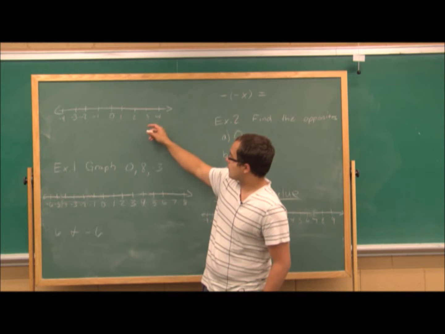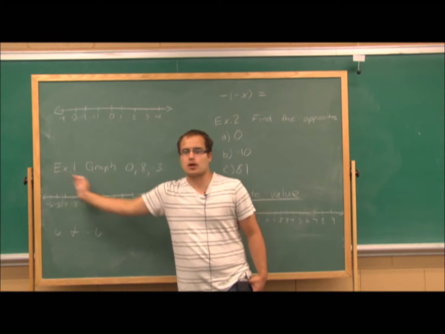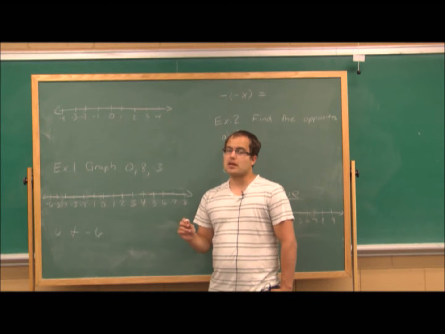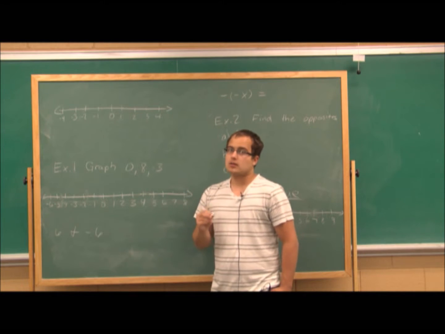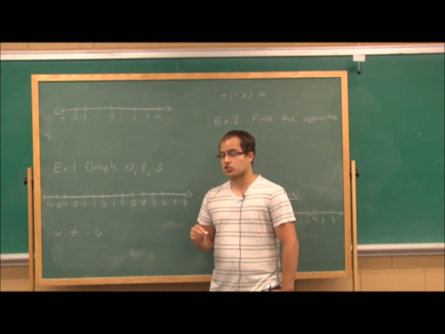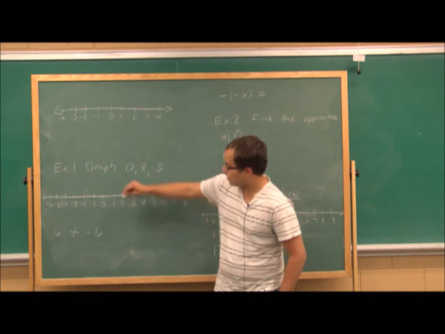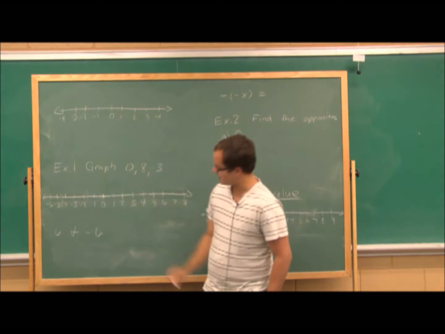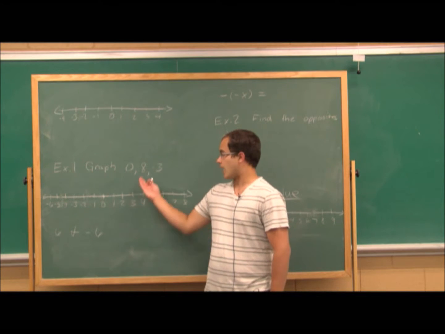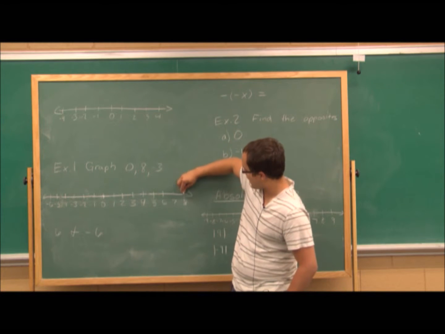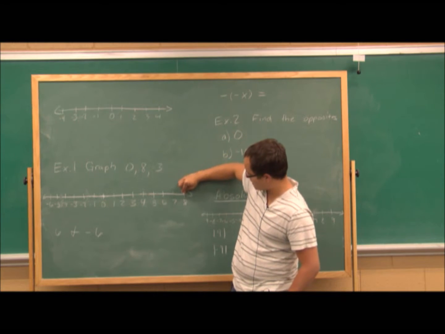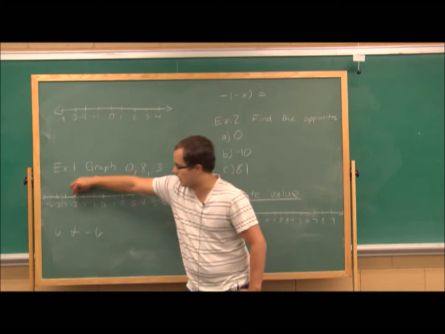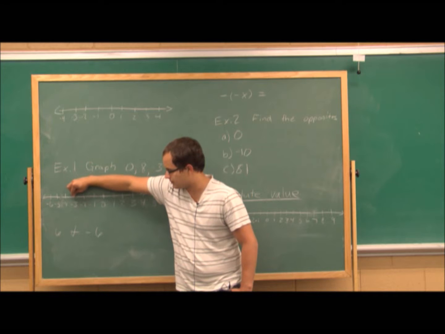Now let's just move on to example 1. Graph 0, 8, and -3. In order to graph an integer, make sure to only use a solid dot because we don't want to include decimals or fractions. So to graph 0, I'm just going to put a solid dot where 0 is. To graph 8, I'm going to put a solid dot where 8 is. And to graph -3, put a solid dot where -3 is.